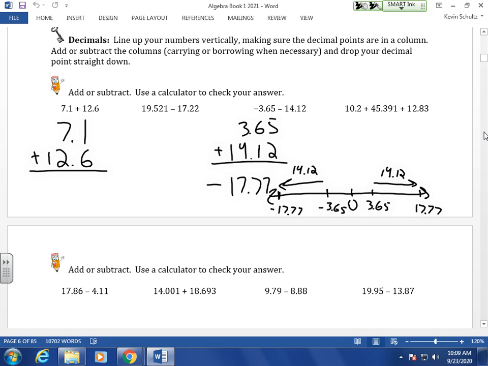Thrilling, very good. Did I see a hand go up over there, possibly? No, I'm old. Okay. Anything else with decimals?